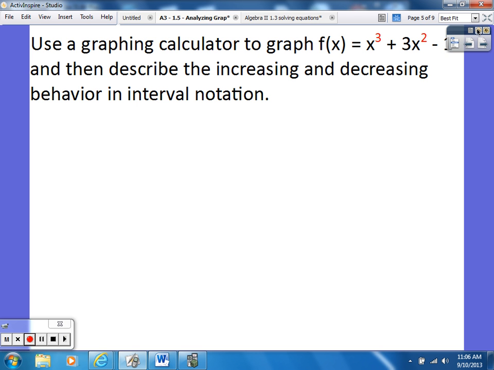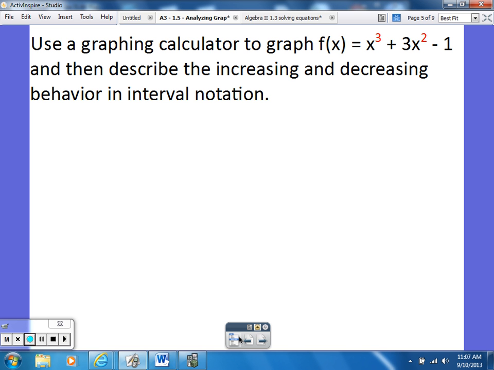Let me move this for us so we can actually see the whole number here. There we go. So now what we're going to do, we're actually going to use the graphing calculator to figure out increasing and decreasing behavior in interval notation. So interval notation is what you started with. Remember with the parentheses and the brackets? Brackets are if it's included. Parentheses means it's not included.